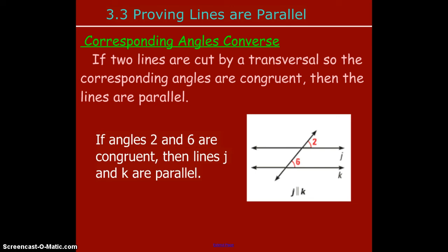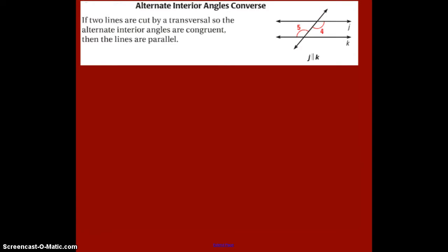Once you know the corresponding angle's converse, you can then apply it to the other theorems that we've been using in section 3.2. We can use the alternate interior angles converse. If two lines are cut by a transversal so that alternate interior angles are congruent, then the lines are parallel. 4 and 5 are alternate interior angles. They're congruent. Therefore, J and K are parallel.